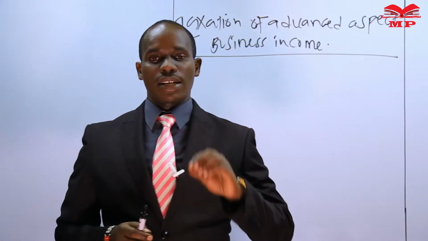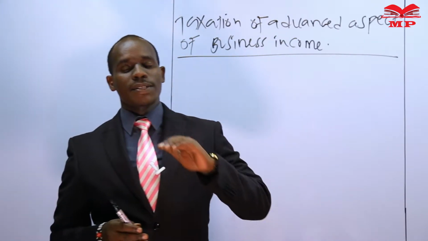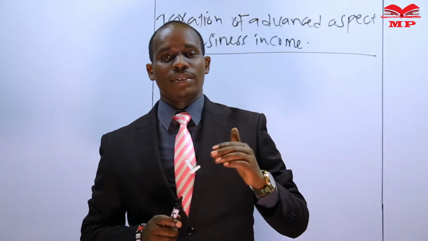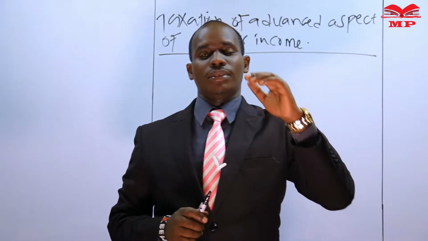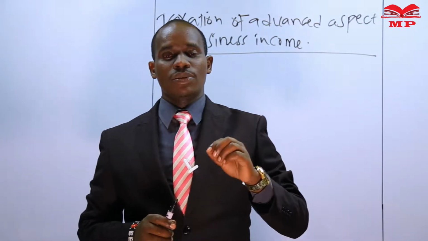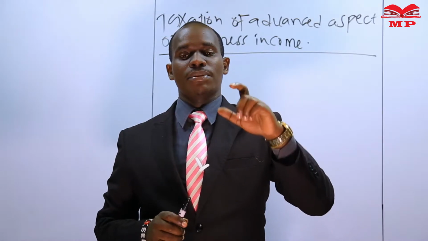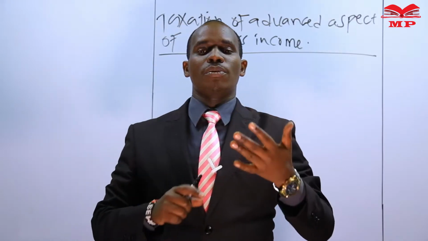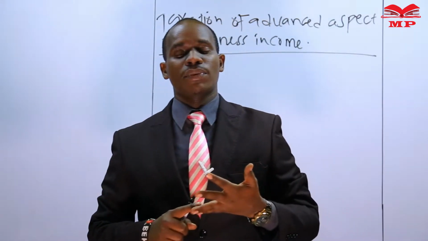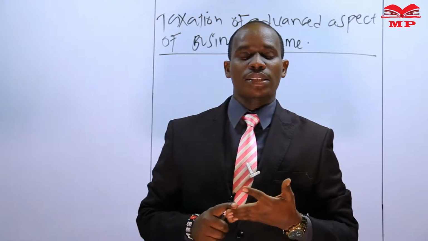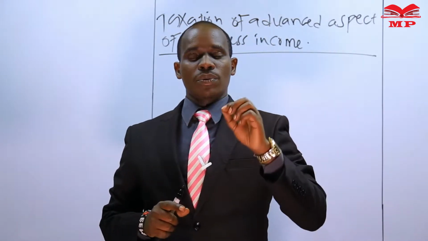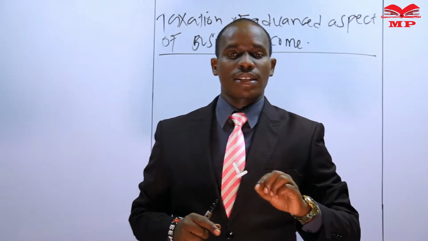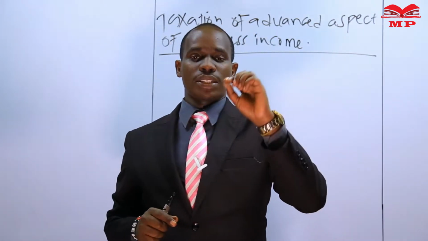But I would like you to understand that at the advanced aspect, we are just looking at these specialized entities. However, there are three major taxes that we need to understand at this particular level. These taxes are compensating tax, shortfall tax, and corporate tax. We will start with compensating tax, then we move to shortfall tax, and thereafter we move to corporate tax.